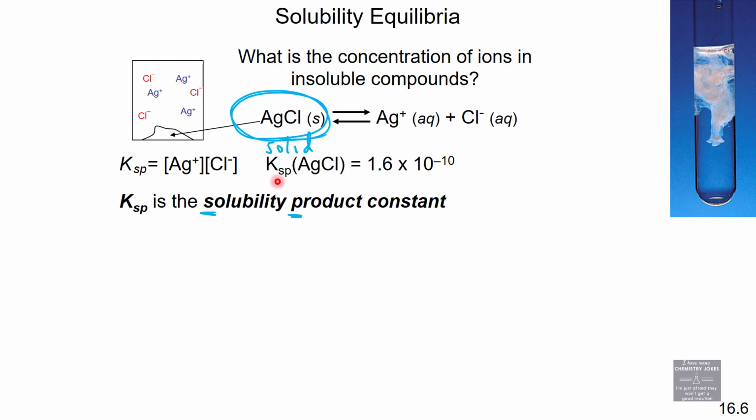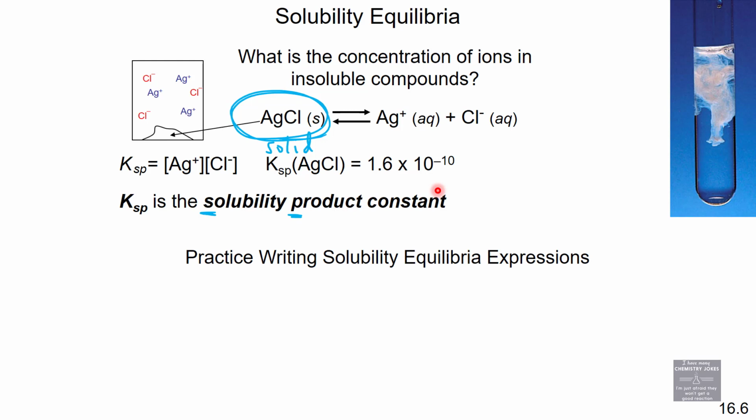The Ksp value for AgCl is 1.6 times 10 to the negative 10. That's a value that's universal for AgCl. You can look it up in a table. That is a constant. It's a solubility product constant for AgCl. If you looked up the solubility product constant for iron 2 hydroxide, it's a different number. These are all unique to the reaction in question.